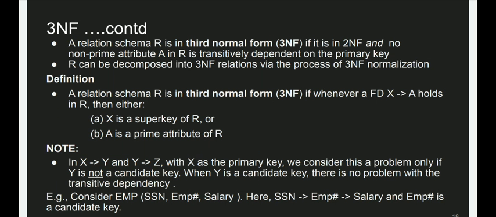So for a relation to be in 3NF, it should be in second normal form, and no non-prime attribute A in R is transitively dependent on the primary key. The definition is like this: a relation schema R is in third normal form if whenever an FD X determines A holds, one of two conditions should be satisfied: X is a super key of R, or A is a prime attribute of R.